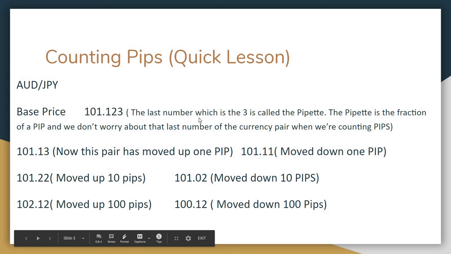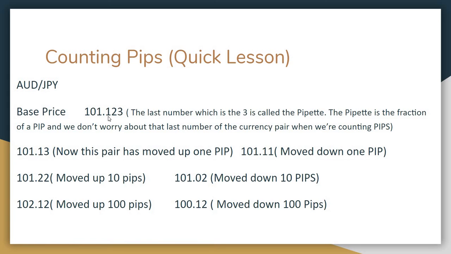The secret to counting pips, I would say, is, like I said, worry about your ones, your tens, and your hundreds place. Whenever this number goes up, this is your ones place, it's moving up 1 pip. Whenever this number goes down, it's going down 1 pip. Same thing with the tens place. Whenever this 1 is going up, it's moving up 10 pips. Whenever this number is going down, it's moving down 10 pips.